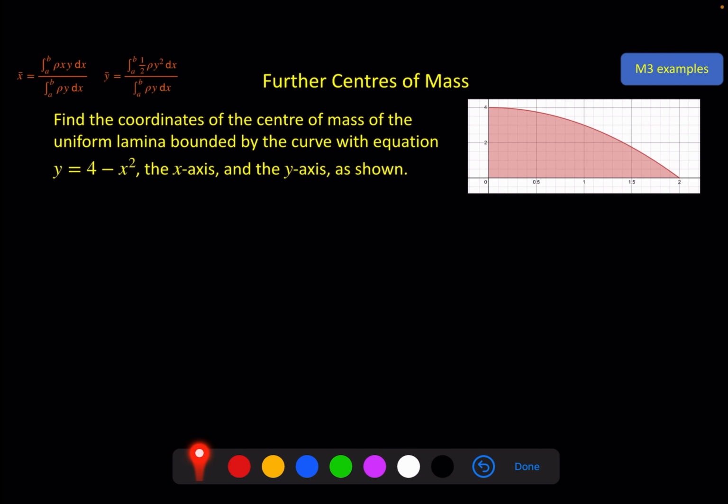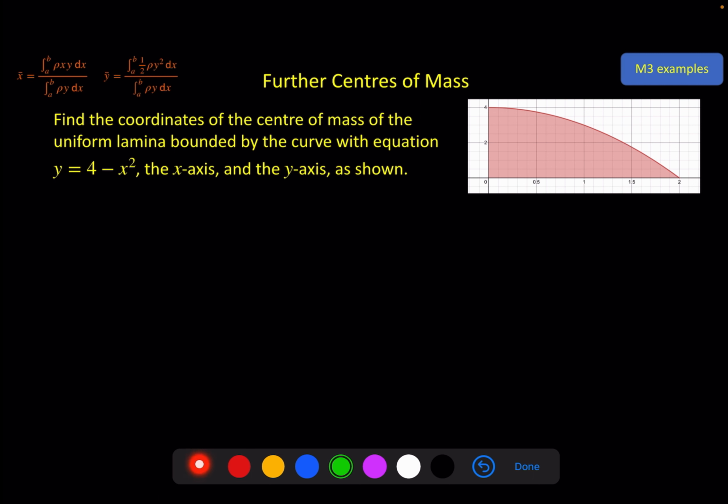Second example. Find the coordinates of the center of mass of the uniform lamina bounded by the curve with the equation y equals 4 minus x squared, the x-axis, and the y-axis as shown in the diagram. So we have the function given to us. This part here, we can see in the diagram the lamina is the area underneath that curve, bounded by the axes. Nothing funny going on here. We can apply these formulas.